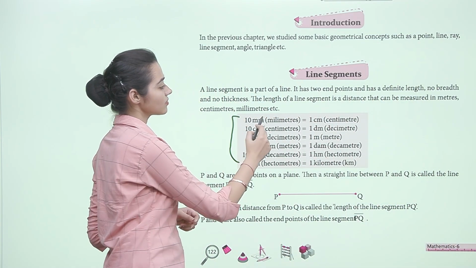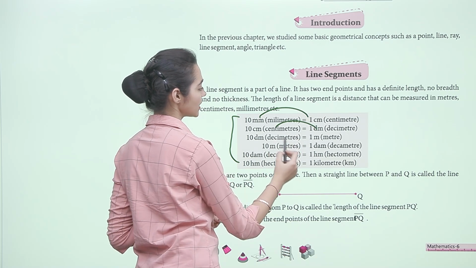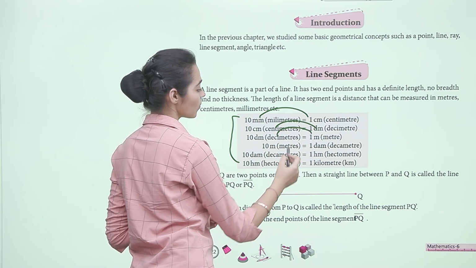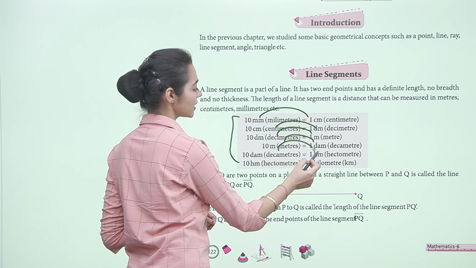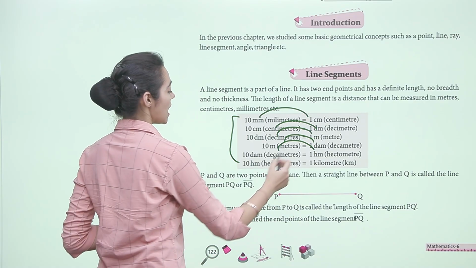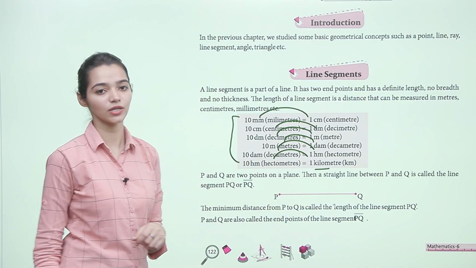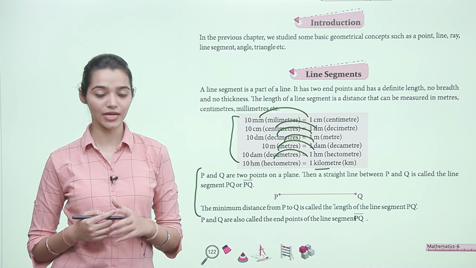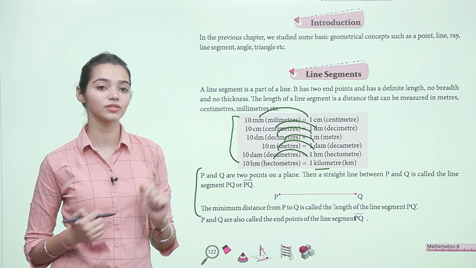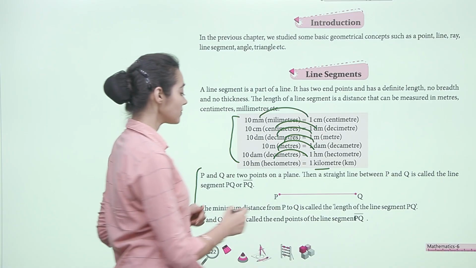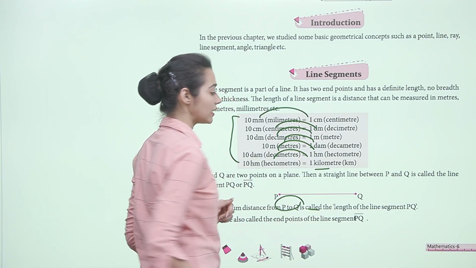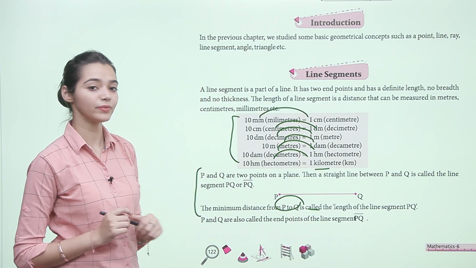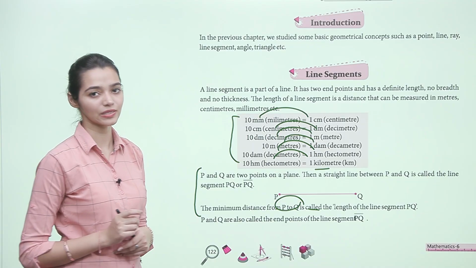Now 10 millimeters is equal to 1 centimeter, 10 centimeters, 1 decimeter, 10 decimeters, 1 meter, 10 meters, 1 decameter, 10 decameters, 1 hectometer and 10 hectometers is equal to 1 kilometer. So here P and Q are 2 points on a plane and then a straight line between P and Q is called the line segment PQ. Now the minimum distance from P to Q is called the length of the line segment PQ and P and Q are called the end points of the line segment PQ.